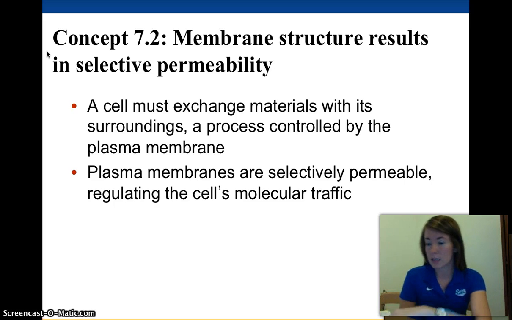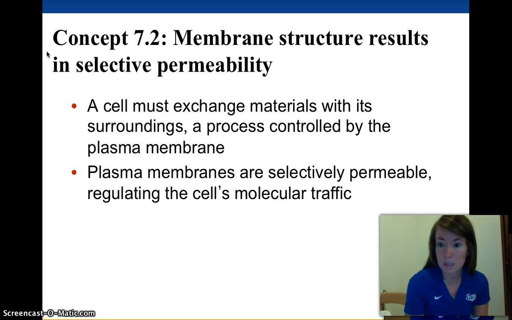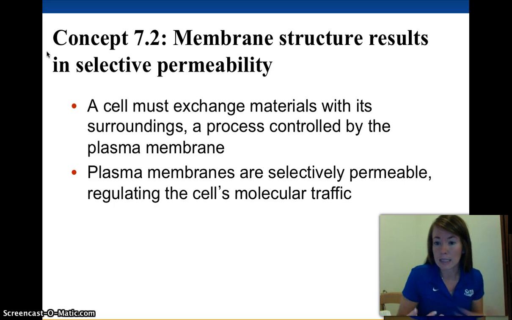So it's really important that our cells are selectively permeable. Selectively, again, meaning it chooses, and permeable meaning things crossing. So permeable, things can come in, things can go, but only based on what the cell says.